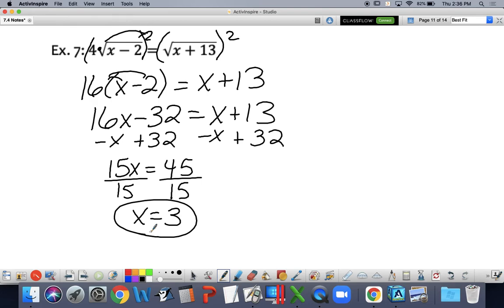Plug it back in. 4 times the square root of 1 is just 4. The square root of 16 is 4. It checks out.